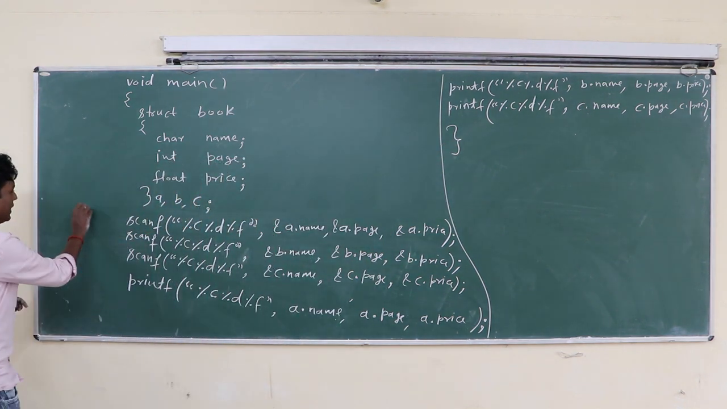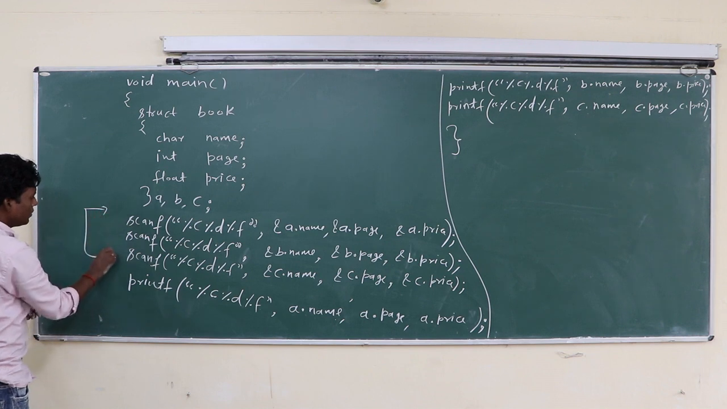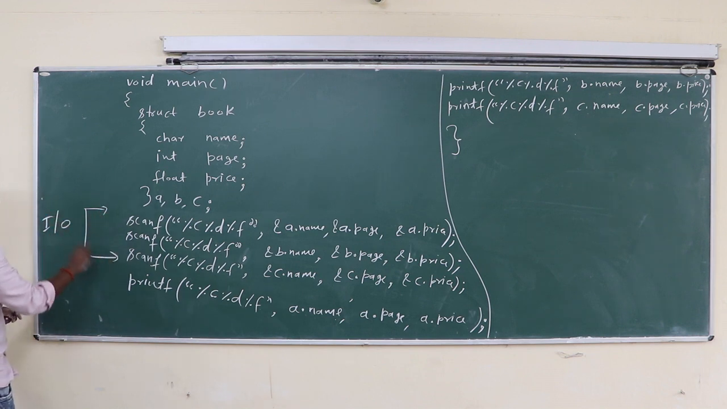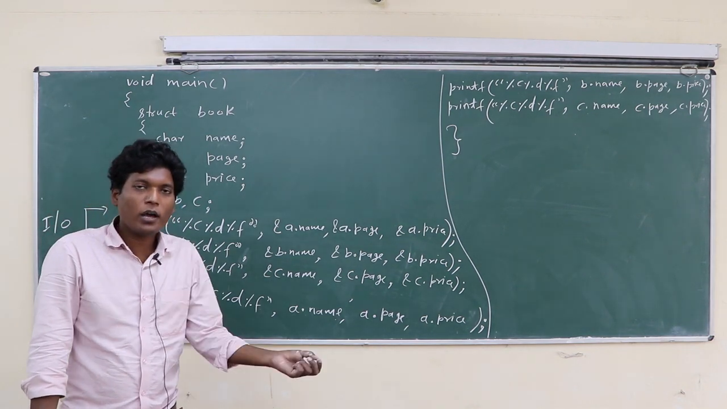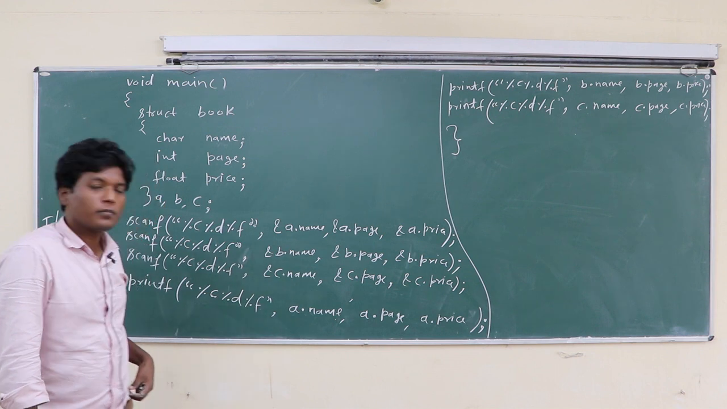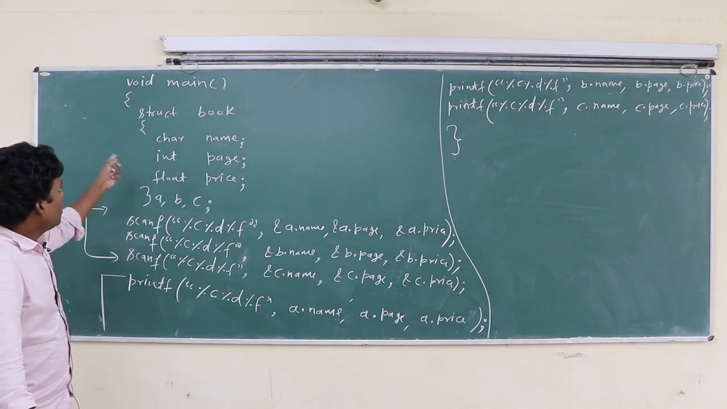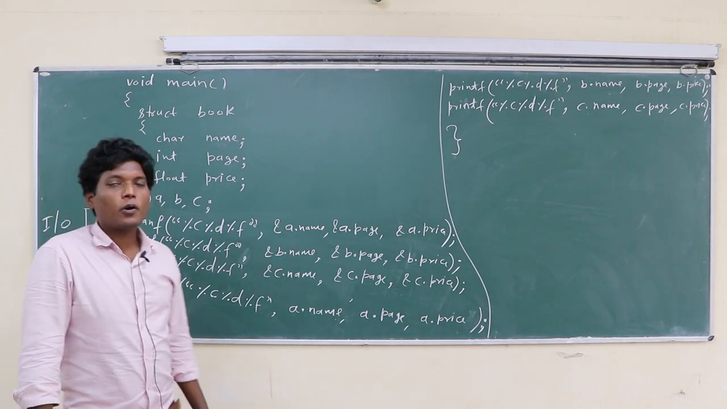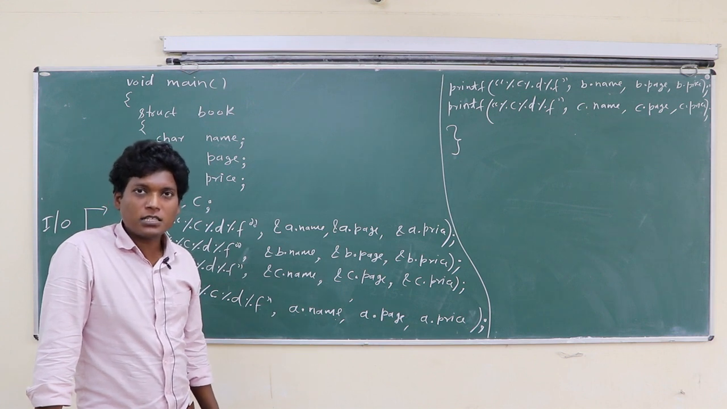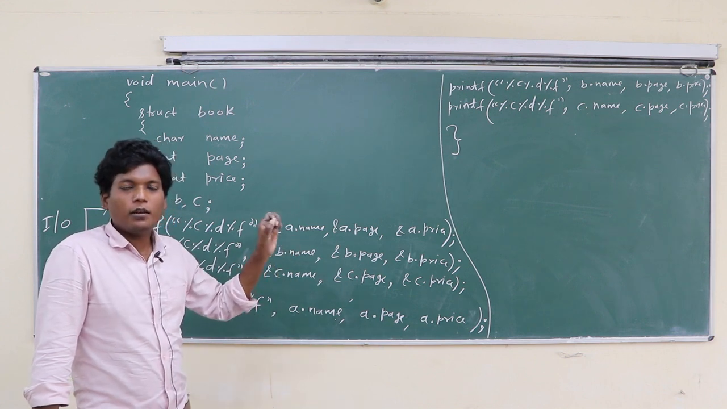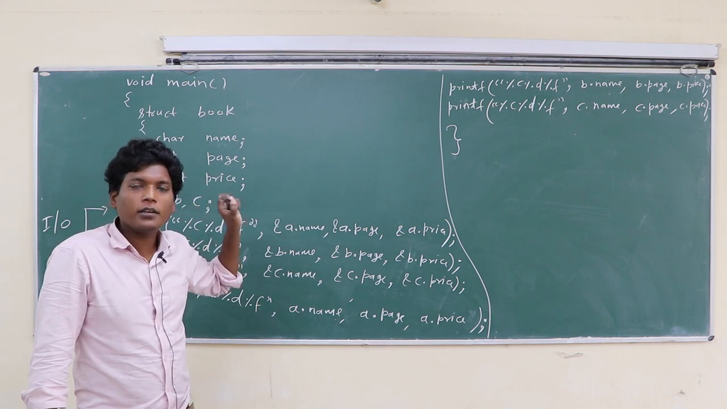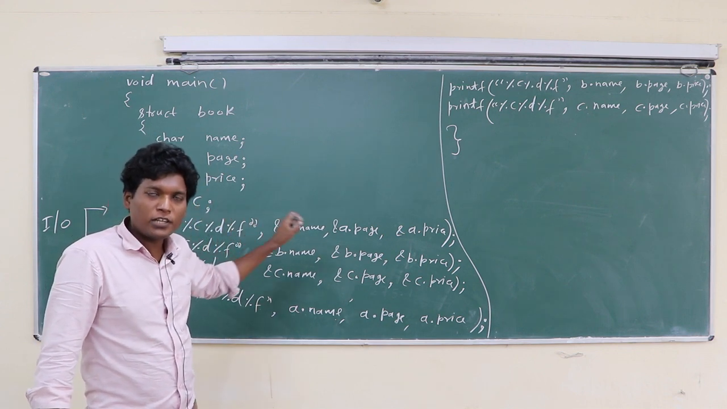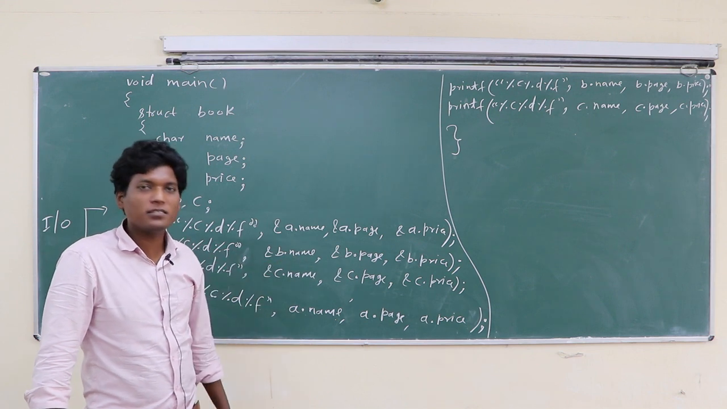So class, here we take the input, and from here to there all 3 inputs are printed. What you have entered is printed there. Okay class, so this is the example: write a program in C to print the details of 3 books. Details contain book name, book page, book price, and the values are inputted through the scanf function, not by initialization.